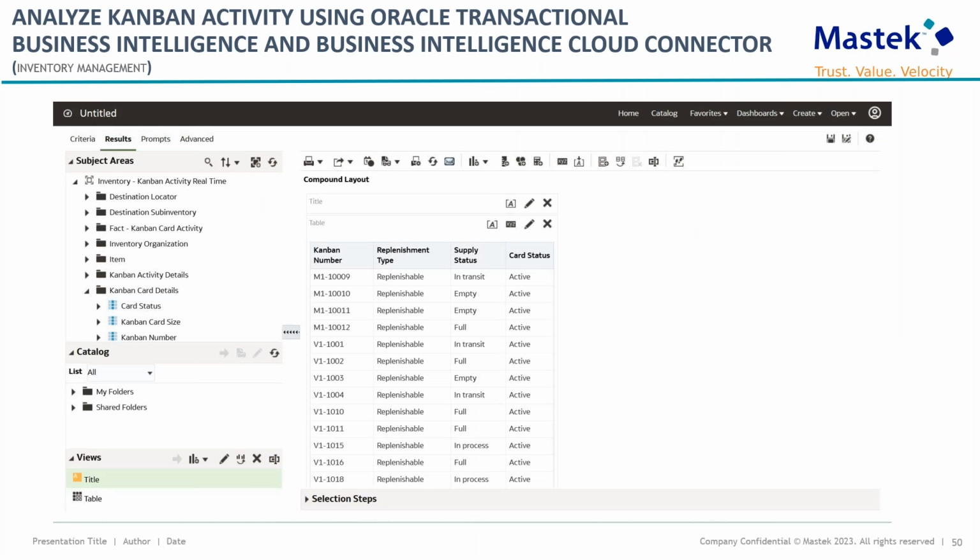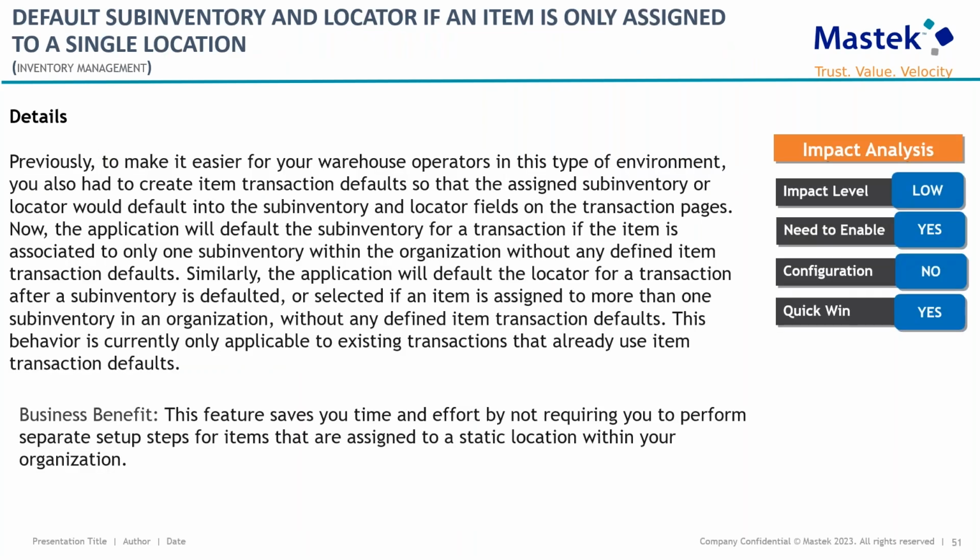We move on to the next 25B new feature, which is default sub-inventory and locator if an item is only assigned to a single location. Right. With 25B, Oracle 25B actually simplifies this inventory transaction in strategic storage environment by automatically defining the sub-inventory and a locator when an item is assigned to only one location, without needing item transaction defaults.